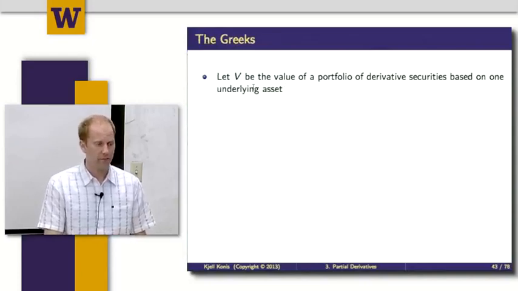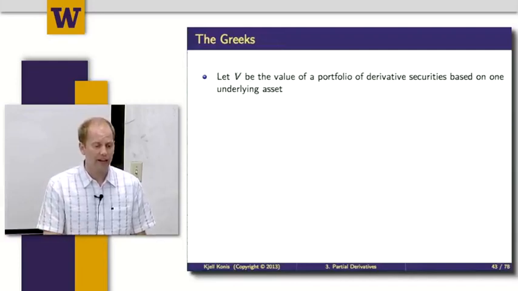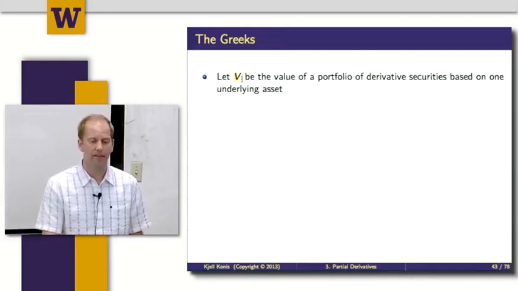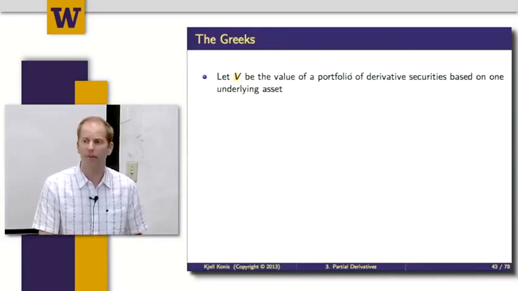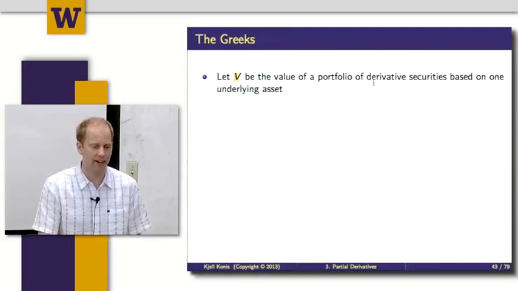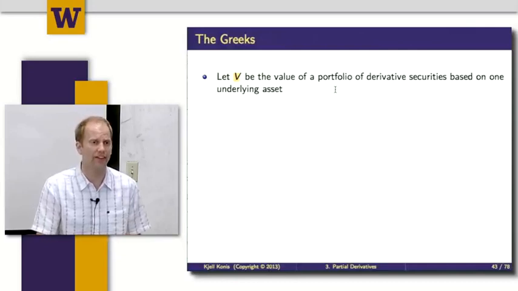So I'll start off by naming V to be the value of a portfolio of derivative securities, all based on one underlying asset. So this could be more than one option based on the same underlying asset. Really, for what we're going to be doing this week, it's going to be just a single thing, either one call option or one put option.